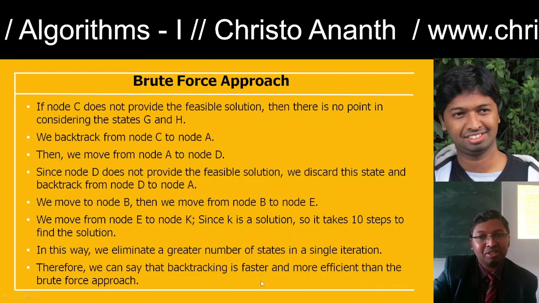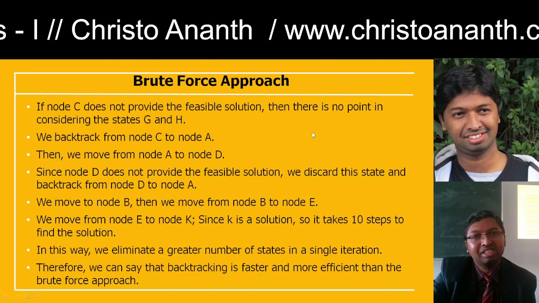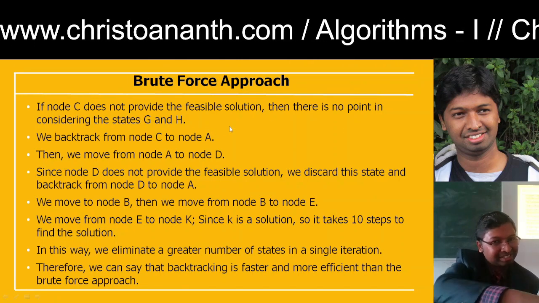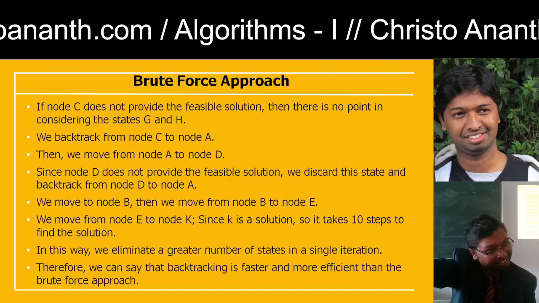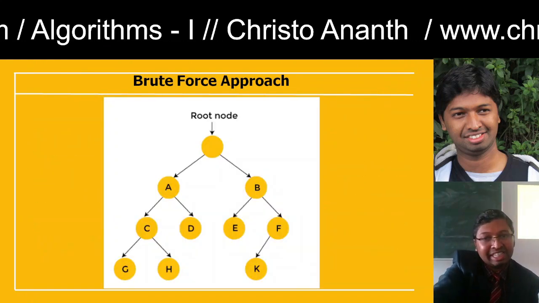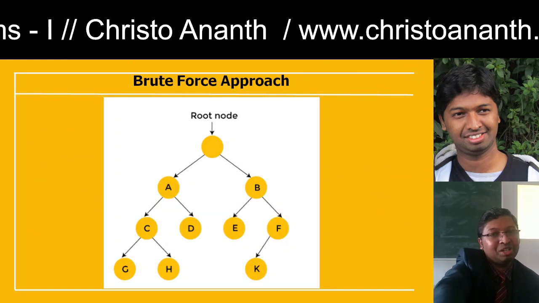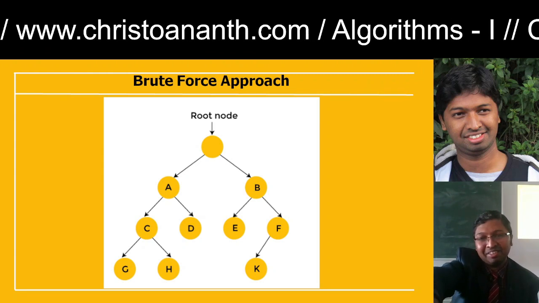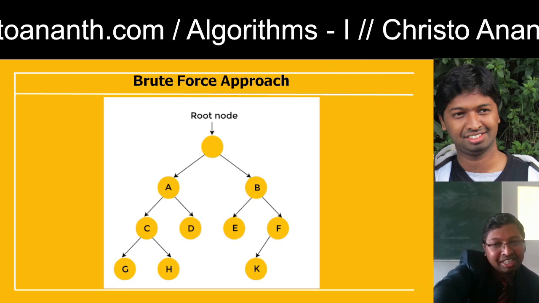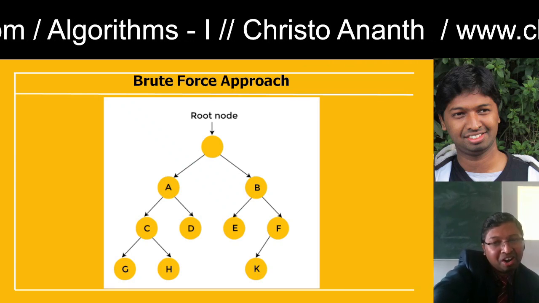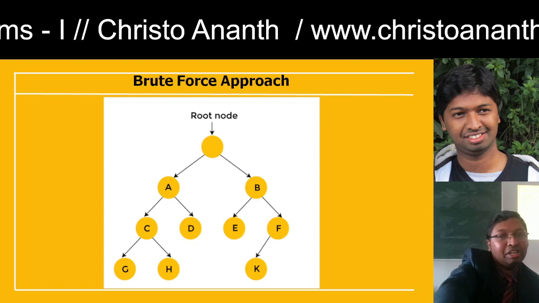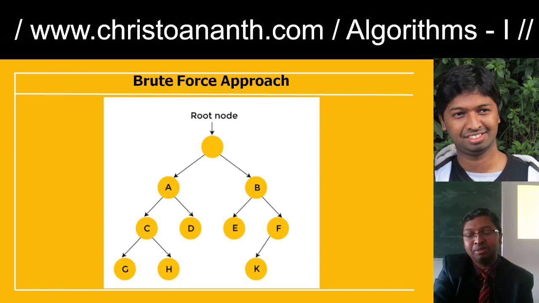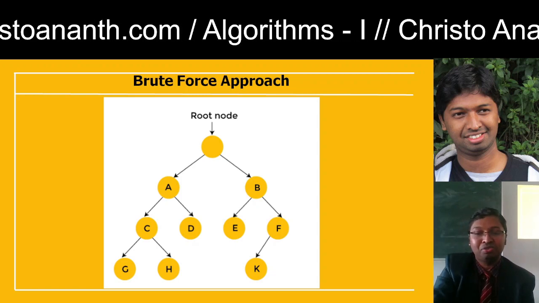Here if node C does not provide a feasible solution, there is no point in G and H. Then backtrack to C, then to A. Then we go on to D. Here no solution. Once again it goes to B. B has F and E. Then from E you can go on to K, which is the desired solution. If you count the number of steps, it will be 10. So that will be the minimum steps for this brute force approach.